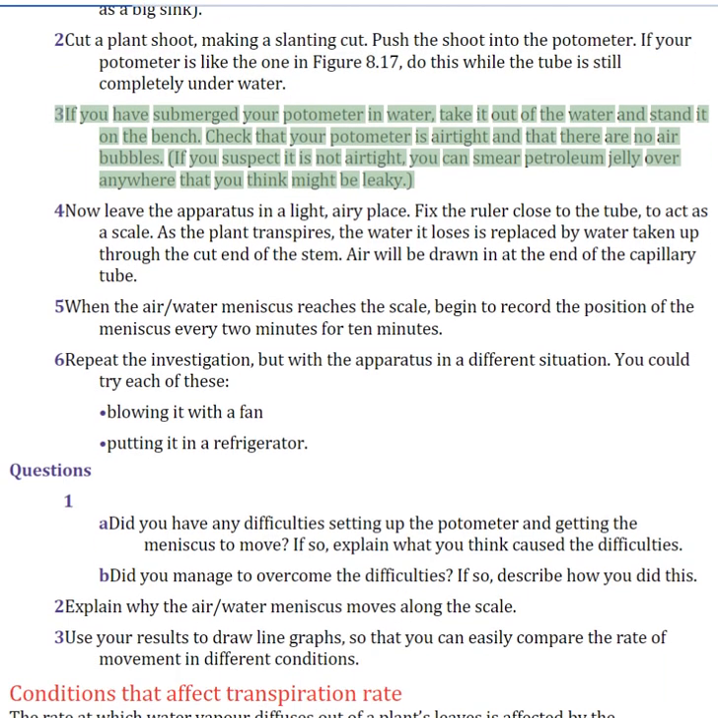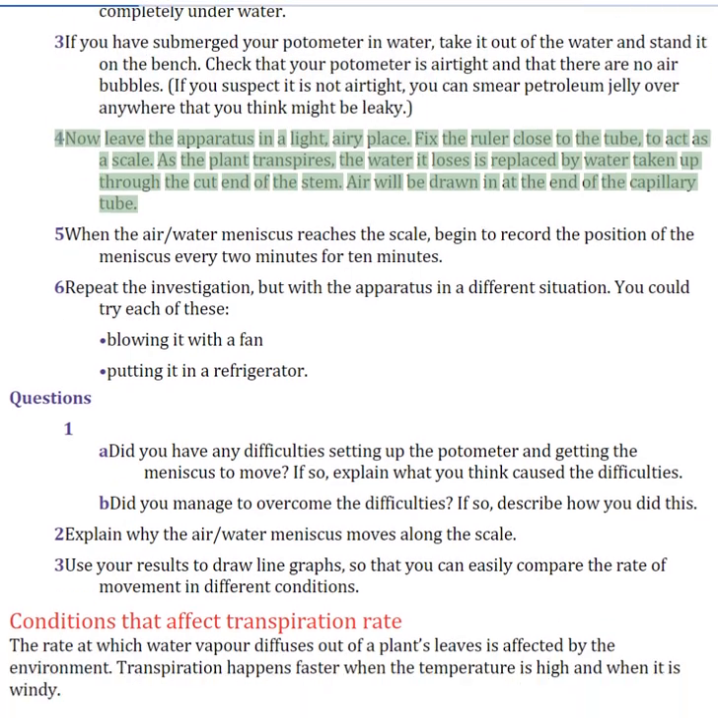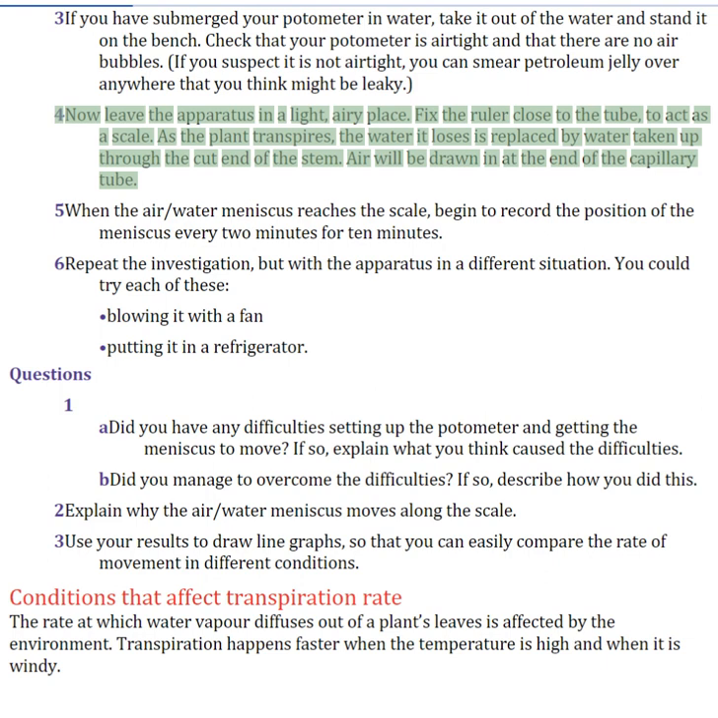3. If you have submerged your potometer in water, take it out of the water and stand it on the bench. Check that your potometer is airtight and that there are no air bubbles. 4. Now leave the apparatus in a light, airy place. Fix the ruler close to the tube, to act as a scale. As the plant transpires, the water it loses is replaced by water taken up through the cut end of the stem. Air will be drawn in at the end of the capillary tube.